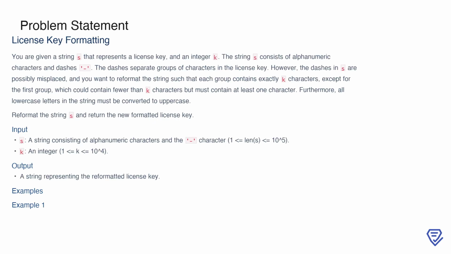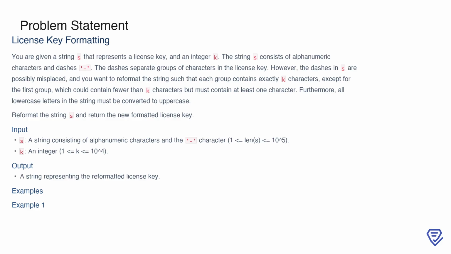In this problem, we are tasked with reformatting a string S that represents a license key. The string consists of alphanumeric characters and dashes, where the dashes act as separators between groups of characters. However, these dashes may not be placed correctly, and our goal is to reformat the string so that each group contains exactly k characters. The only exception is the first group, which can contain fewer than k characters but must include at least one character. Additionally, all lowercase letters in the string must be converted to uppercase. The result should be a new formatted string that matches these rules.